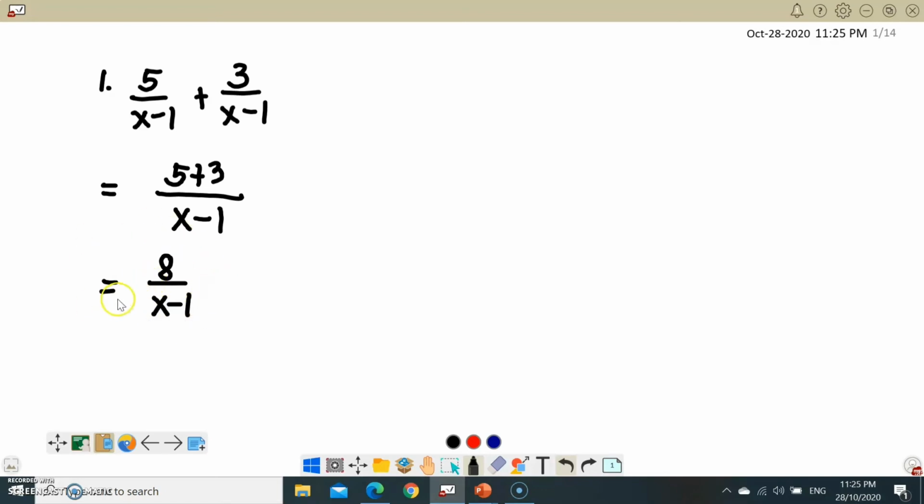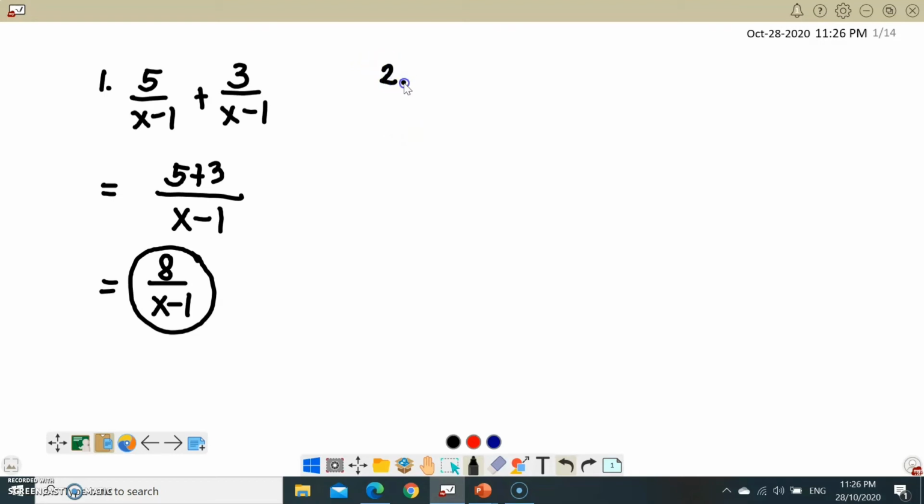Then we simplify. What are the factors of 8? What are the factors of x minus 1? If you observe, x minus 1 here is non-factorable. Therefore, we cannot cancel, or there are no common factors that we can cancel from the numerator and the denominator. Therefore, it is already in its simplest form. Thus, we now have the sum as 8 over x minus 1.